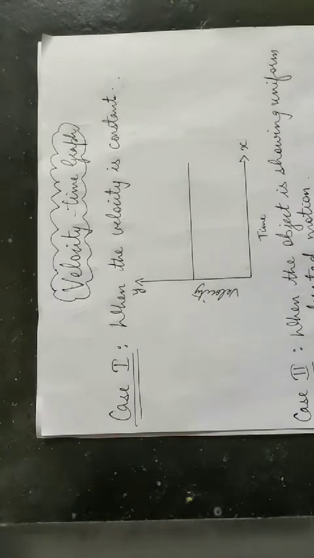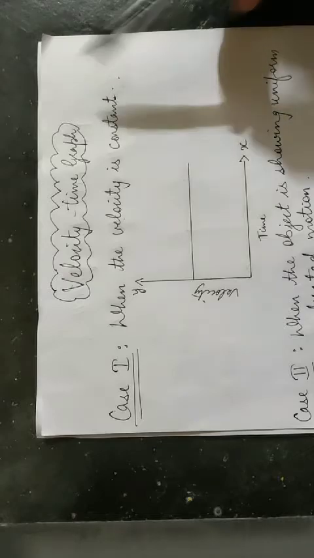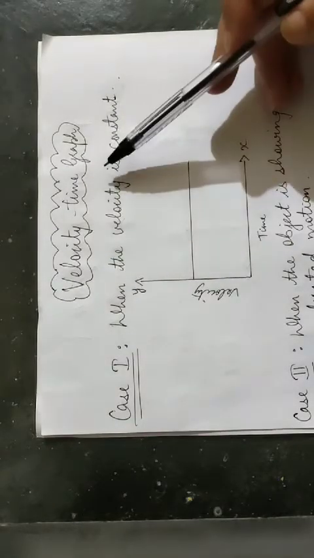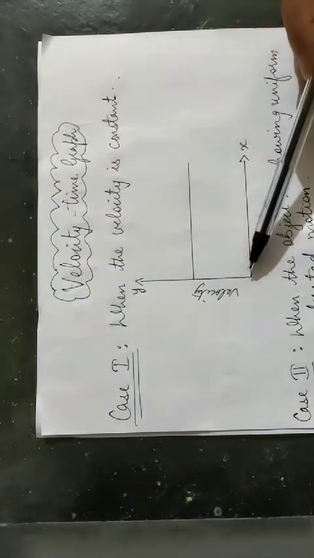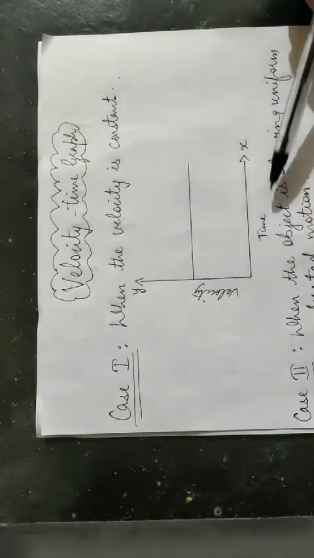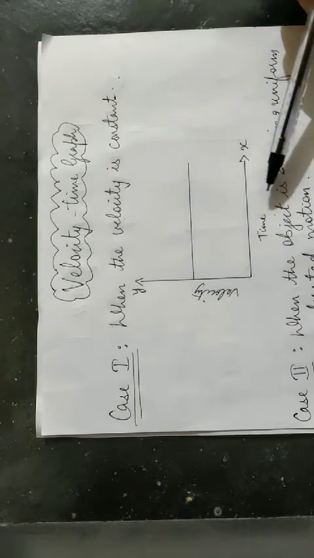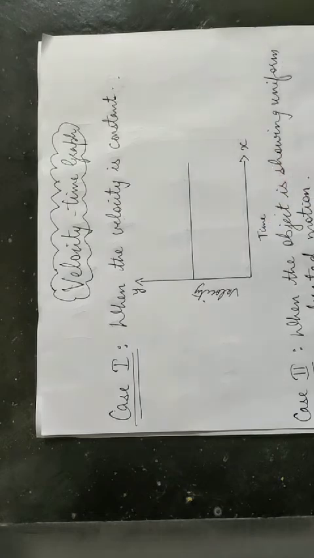Velocity time graph. In a velocity time graph, we will study two parameters, namely velocity and time. In velocity time graphs, velocity is always represented along the y-axis and time is represented along the x-axis. We would study three cases under velocity time graph.